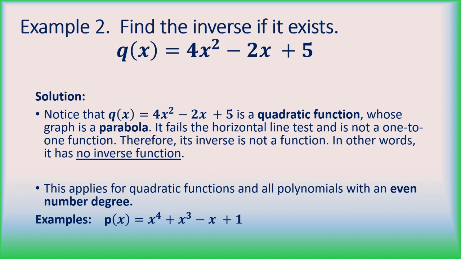Examples, we have p of x is equal to x raised to 4 plus x cubed minus x plus 1. The highest exponent or the degree is 4, which is an even number. This means that this has no inverse function. And here's another example. We have h of x is equal to 5x raised to 8 minus 4x raised to 5 minus x cubed minus 2x plus 2. So we have here the highest exponent or the degree of the polynomial, which is 8, another even number. Therefore, this has no inverse function.